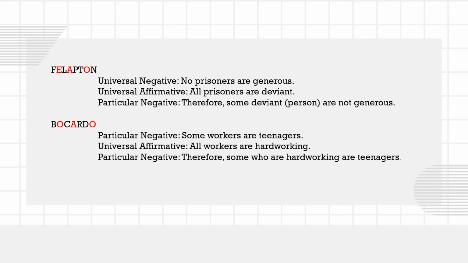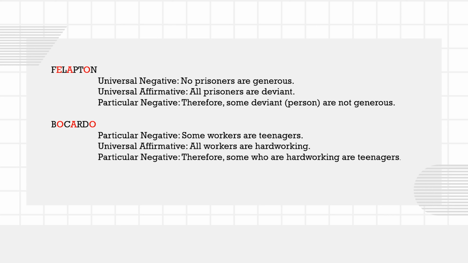The statement follows the Bocardo syllogism, a valid form of categorical reasoning. It starts with a particular negative premise asserting that some workers are teenagers. Following this, it introduces the universal affirmative premise stating that all workers are hard-working. The logical conclusion, therefore, some who are hardworking are teenagers, is a valid deduction based on the premises.